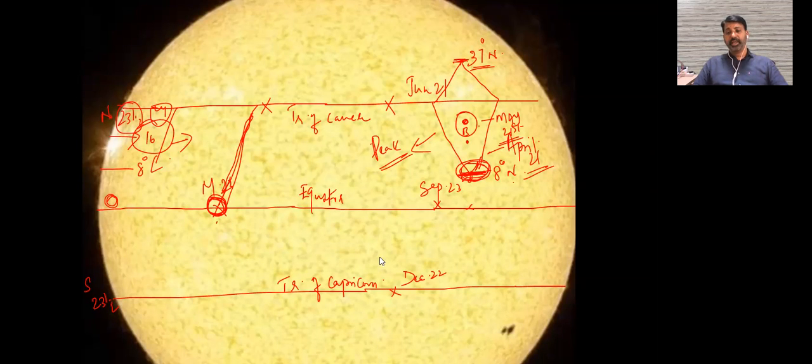Right now, what is the month? What is the date? It is September 15th. Can you tell me where exactly the sunlight is available now? Direct sunlight, I'm talking about direct sunlight. In which latitude is it available as of today? As of today, September 15th.